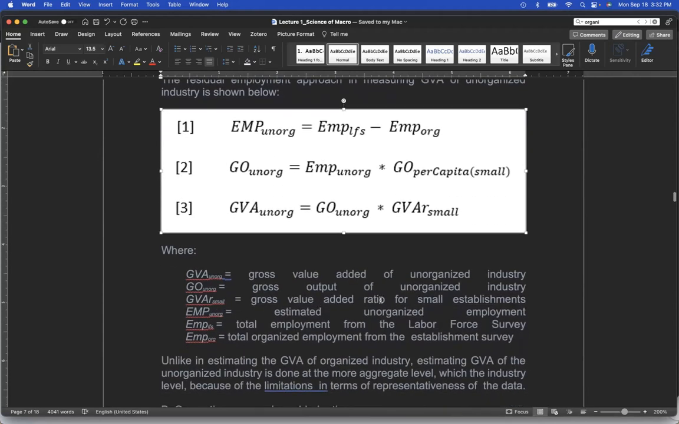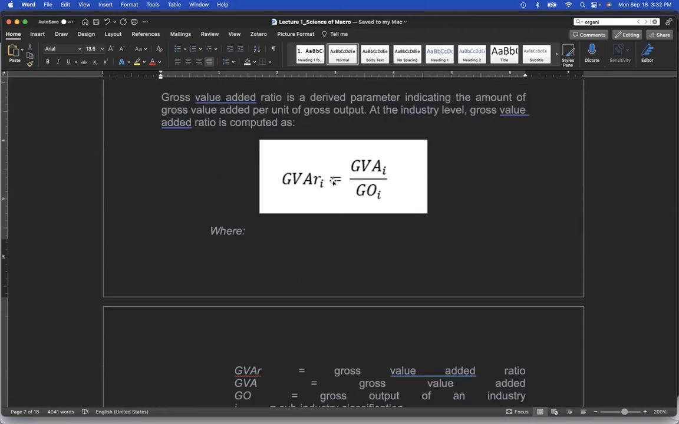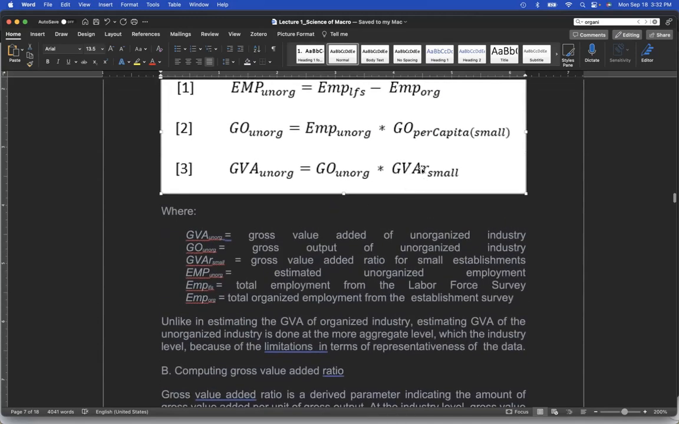Gross value added ratio for small establishments. So my gross value added ratio, what is gross value added ratio? This is it. Gross value added ratio is GVA divided by GO. So you will cancel the GOs. You will count, because this is basically GVA divided by GO. You will cancel the GO and it will give you a GVA.